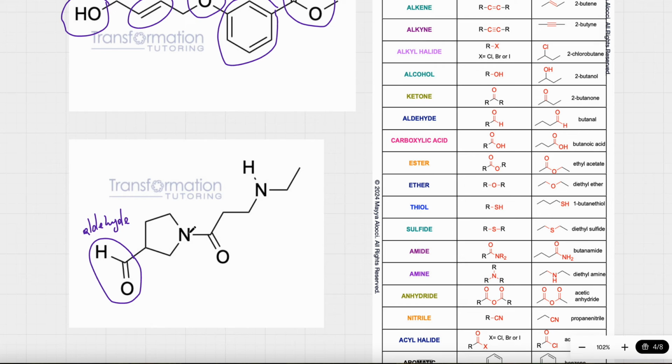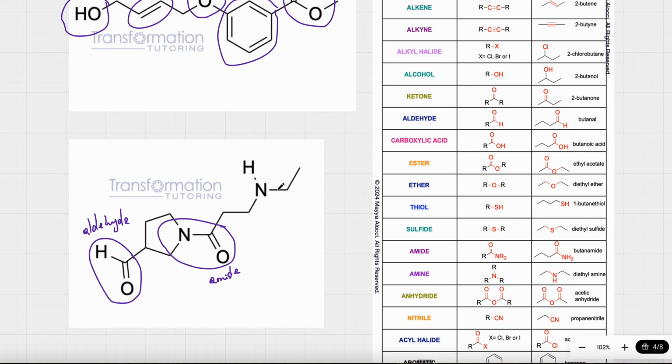Next, I see a nitrogen that's attached to a C double bond O. So what functional group is that? C double bond O attached to a nitrogen, and the nitrogen could be attached to other groups such as carbons or hydrogens. It's called an amide. So this functional group will be amide.